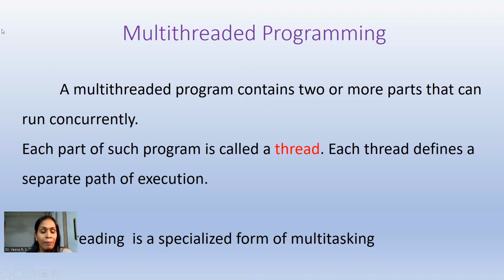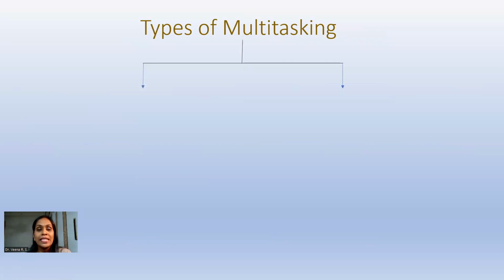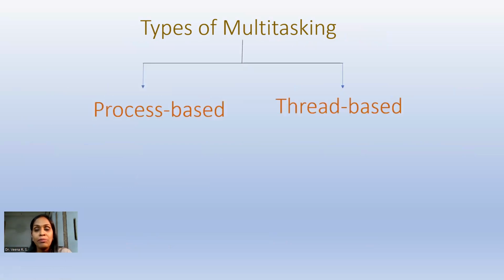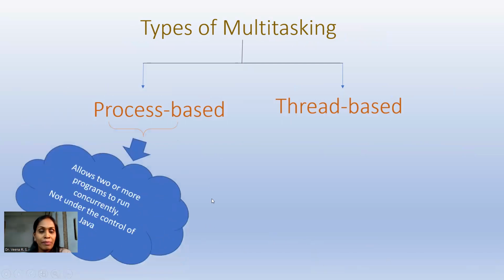We can say multi-threading is a specialized form of multitasking. We know what multitasking is: it is basically doing multiple tasks at the same time. So multi-threading is a specialized form of multitasking. There are basically two types of multitasking, and those are process-based and thread-based.